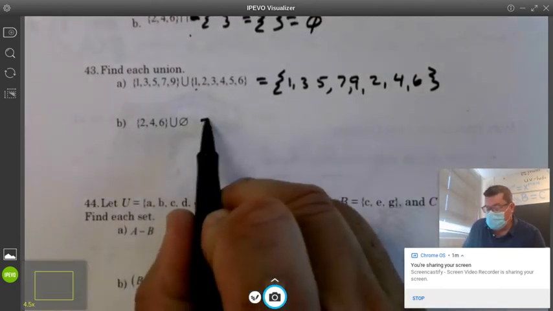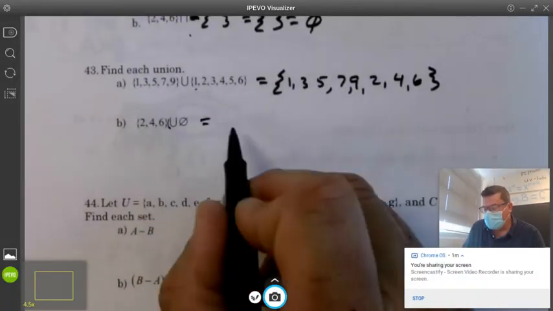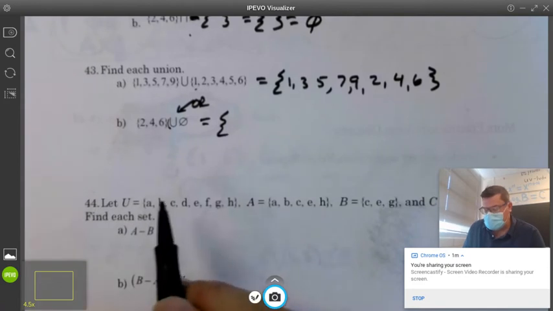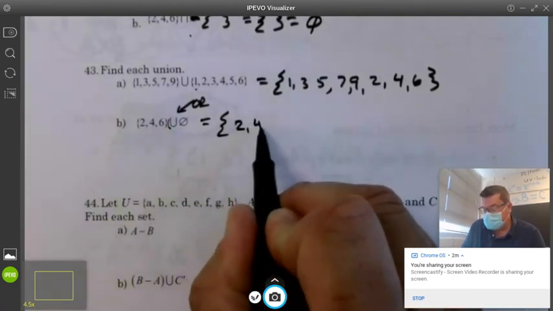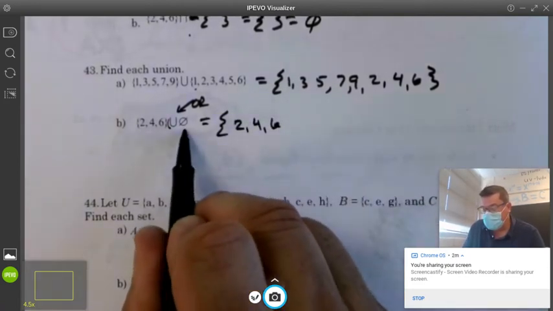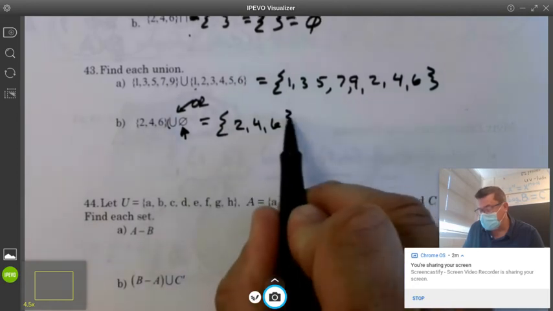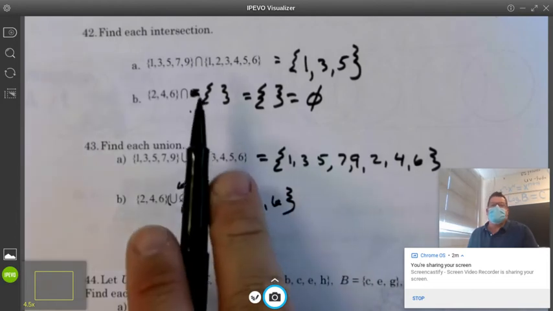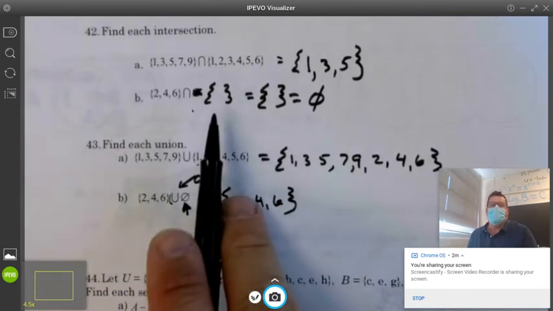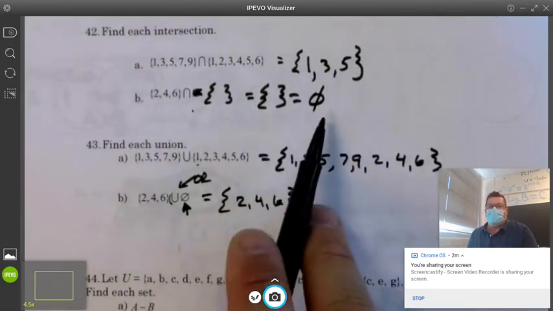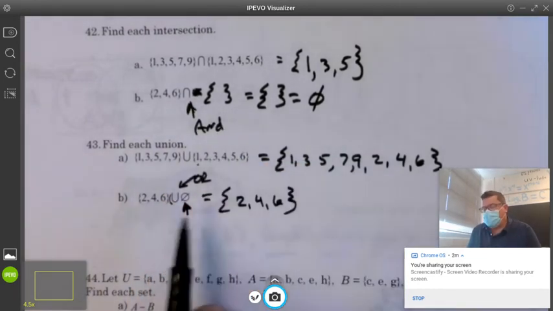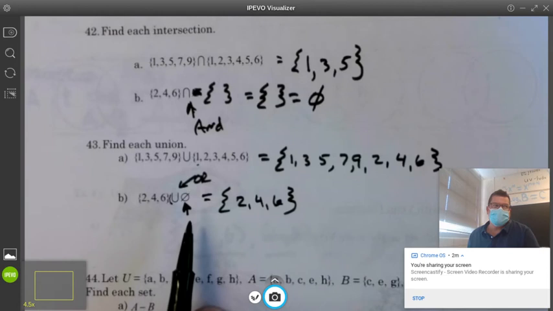Union looks like the letter U. We could replace it with or. Okay? Write it down, 2, 4, 6. Then write down every element that lives in the empty set. And you are done with the union. So the difference between the intersection and the union: intersection keeps only where they overlap. This means and. Union means or. Keep everything.